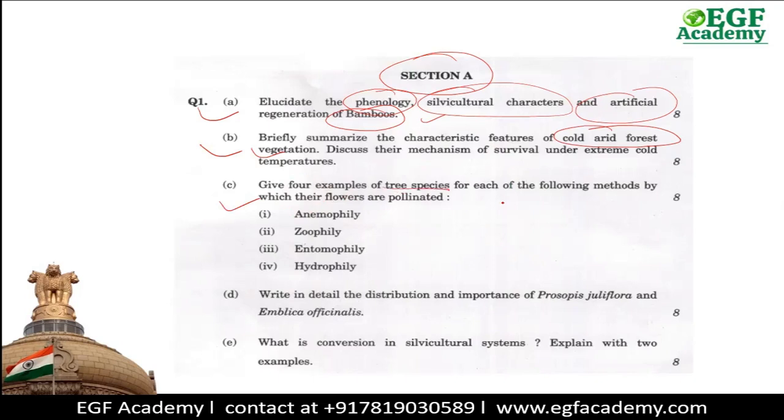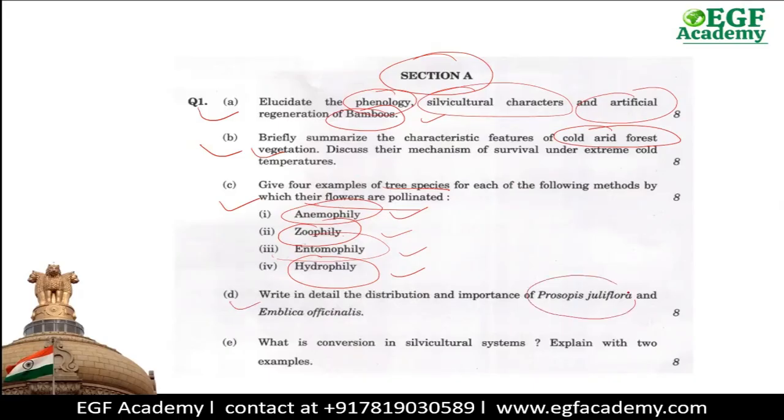Give 4 examples of tree species for each of the following methods by which their flowers are pollinated. Pollination occurs in different ways. For example, anemophily, zoophily, entomophily, hydrophily. These are all the methods of pollination. This question is related to this pollination.